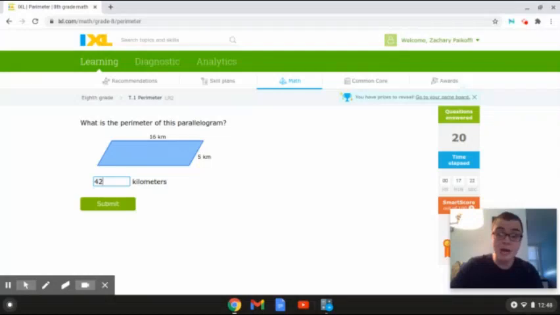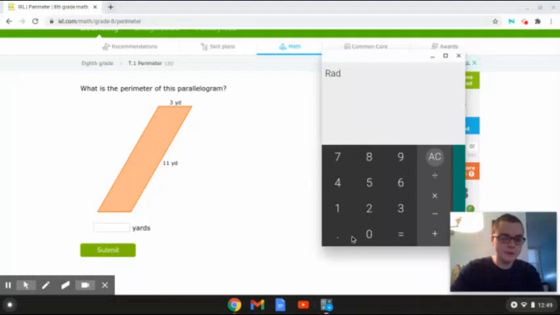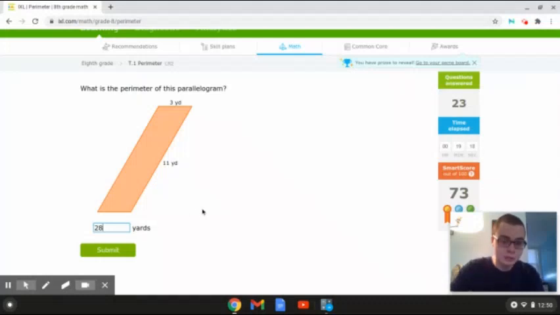So I'm going to be doing a couple more with you guys. Alright, so this next problem reads, what is the perimeter of this parallelogram? So as we can see here, side A is 3 yards and side B is 11 yards. And the way that we're going to be calculating the perimeter is first by taking the 3 and adding it to the 11. That gives me 14. And since there's 2 more sides, we're going to multiply this answer times 2. Okay, so that gives me 28. So the perimeter of this parallelogram is 28 yards. And that is how to solve this problem.